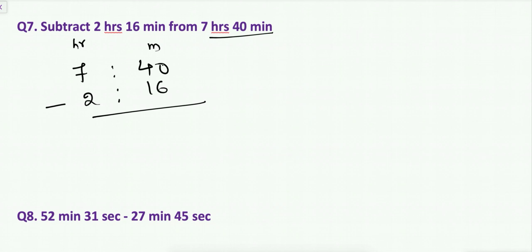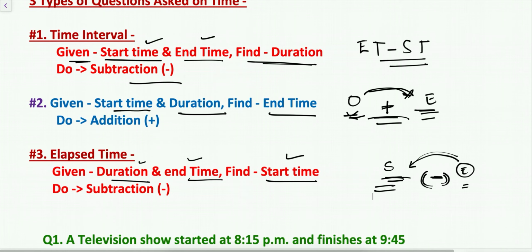So it will be 10 minus. We'll need to take a borrow from 4, so it will become 10. So 10 minus 6 is 4, and this 4 will become 3. 3 minus 1 is 2. So 24 minutes, and here 7 minus 2 is 5. So the answer is 5 hours 24 minutes. So this is how to solve the problems on time.